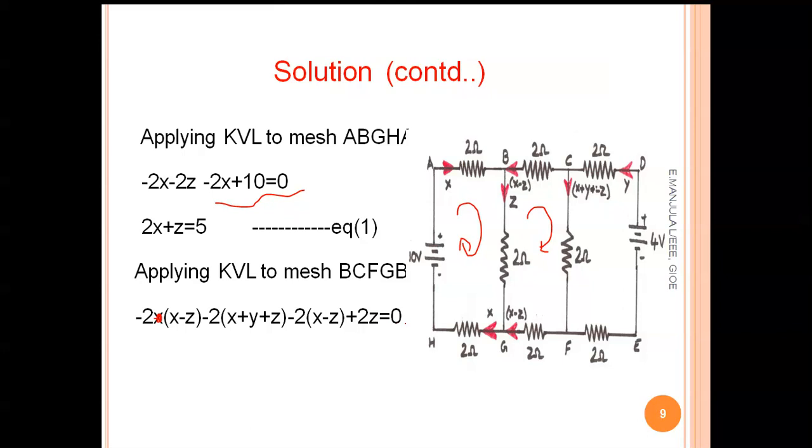So see here, for KVL and KCL, the very important thing is signs. How you put signs, you should remember it. Now by solving this equation, you will get 3x plus y minus 4z is equal to 0.